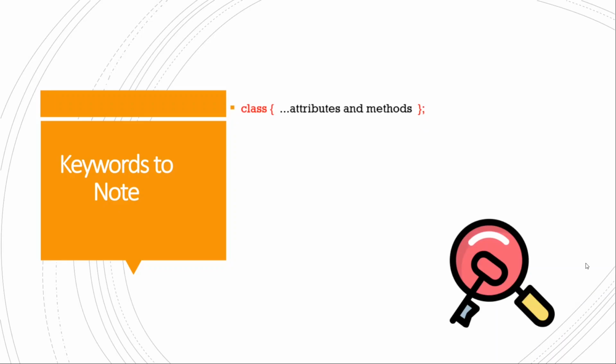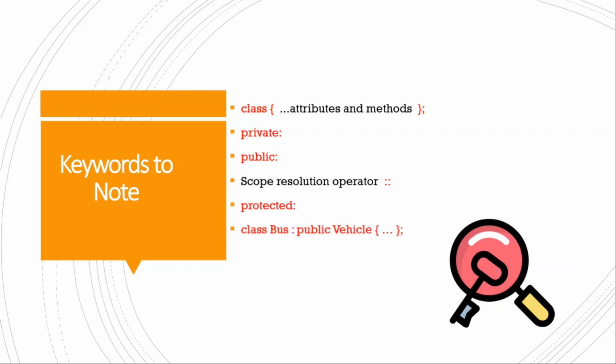Now I've added a few keywords to note. We've looked at the class keyword, the private and the public. We've looked at the scope resolution operator, and now I've added the protected keyword and also the syntax that shows us how to do inheritance in C++.